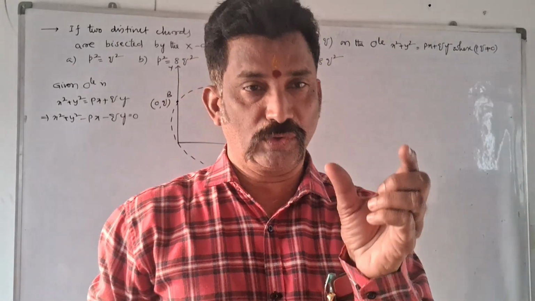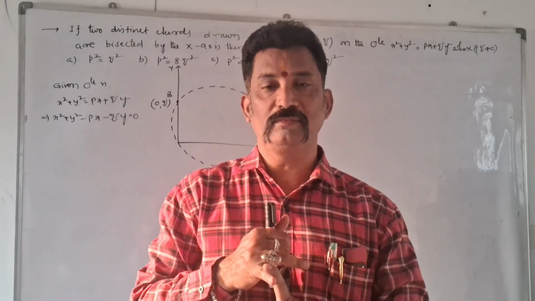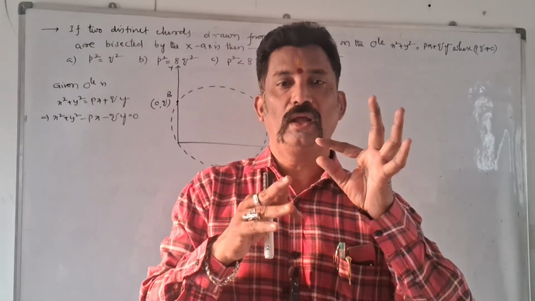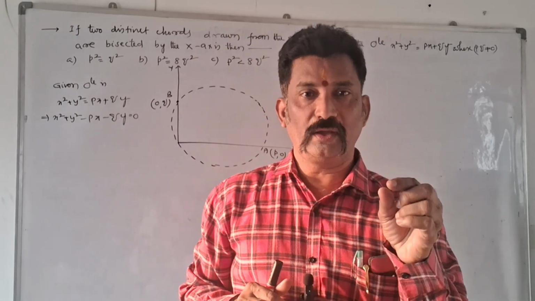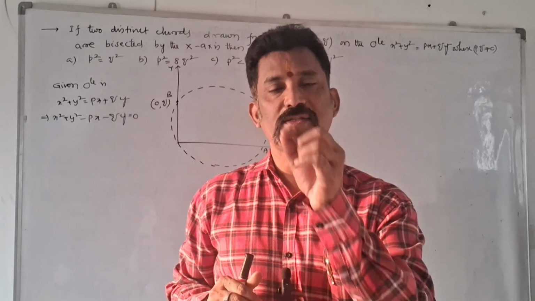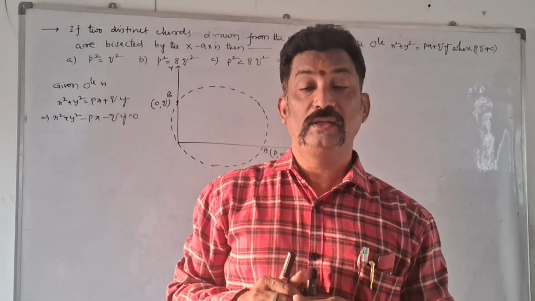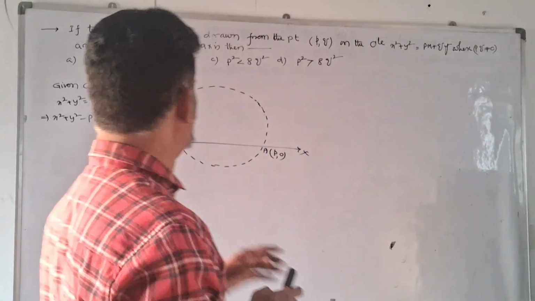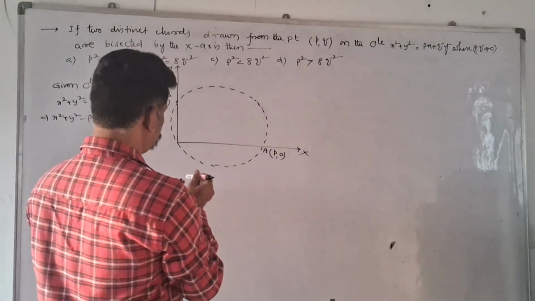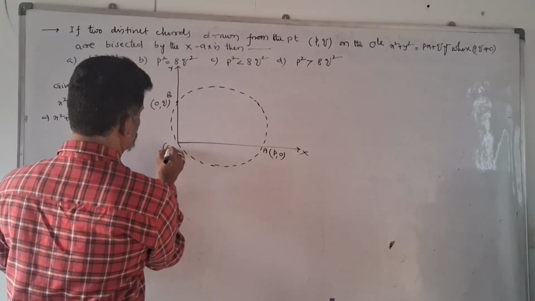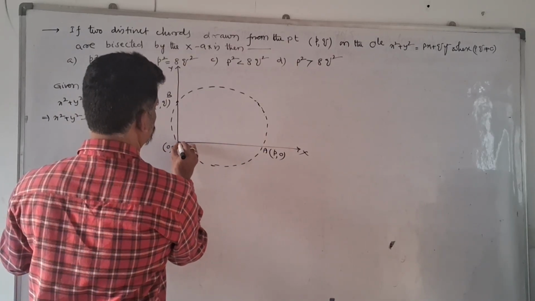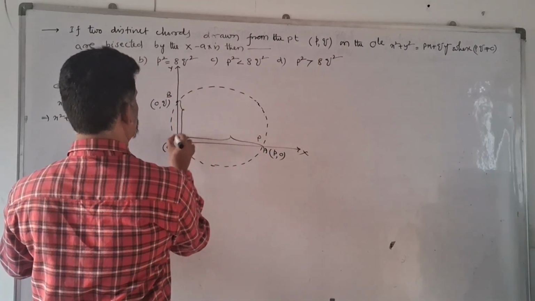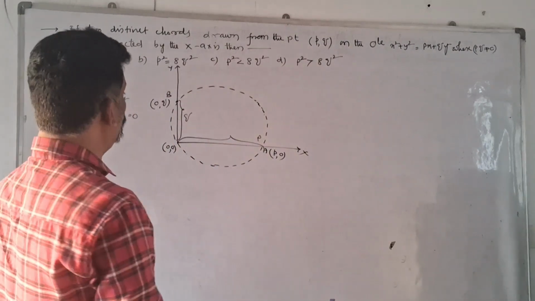I repeat, the equation of the circle passing through the origin, that is (0, 0), (a, 0) and (0, b), is x square plus y square minus ax minus by equal to 0. Here the x-intercept is a and the y-intercept is b. Of course it is passing through the origin. This is equal to p and this one is equal to q.